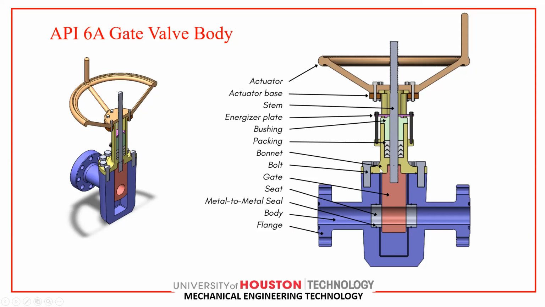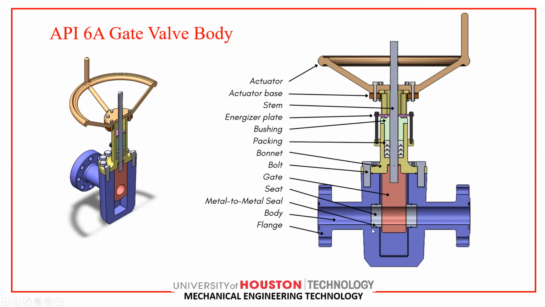We know the bonnet is the second most important component of the gate valve. And these are other bolts, with the size, the internal diameter and external diameter of the bolt. This bolt is different from this bolt that connects the actuator and the actuator base. And this is a seat, which is between the gate and the valve body, with a metal-to-metal seal.